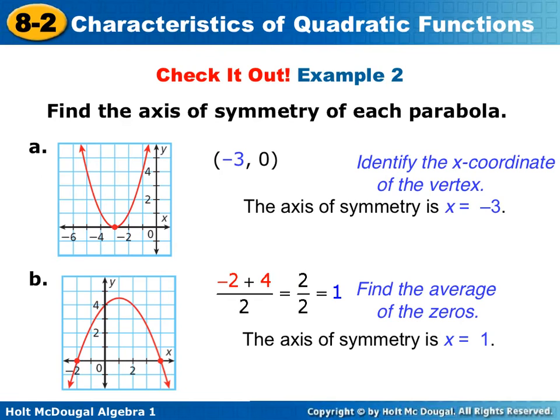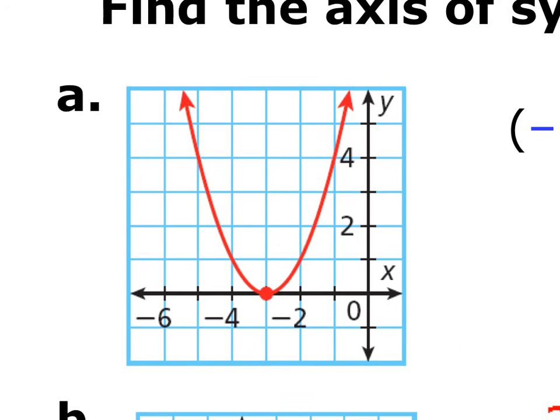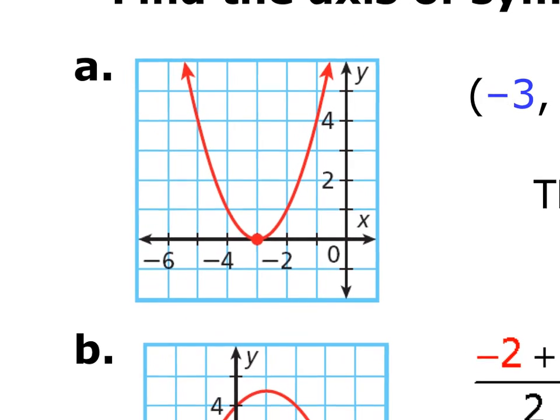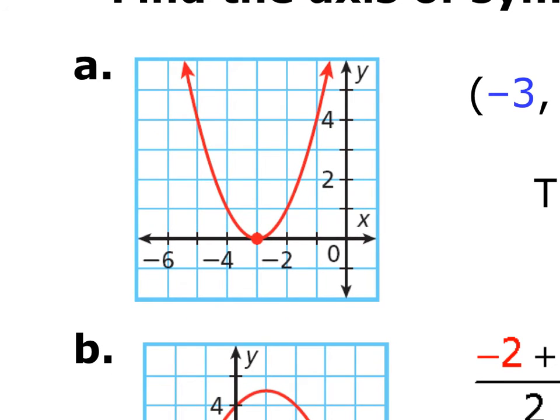All right, let's try another one. I'll go back. Next example. What are the coordinates of my vertex? Negative 3, 0. Good. All right. What is the 0? There's only one. Negative 3 is the 0.